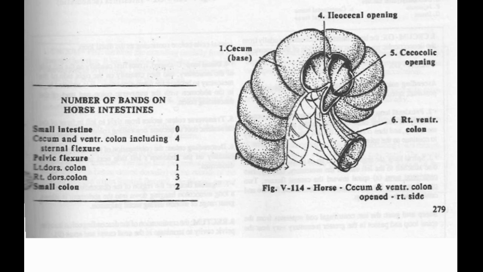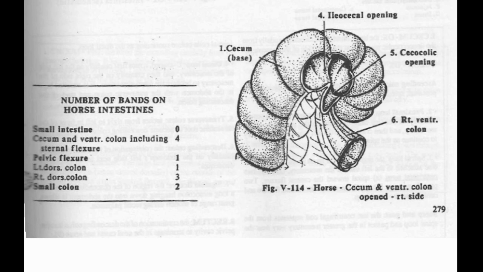In the horse, there is an ileal opening into the base of the cecum, which is called the ileocecal opening. We have discussed that in other domestic species, the ileum opens into the colon, which is the very first part of the large intestine after the ileum. But it is not the case in horses. So in the horse there is an ileocecal opening instead of an ileocolic opening. Similarly, the opening between the cecum and ascending colon is called the cecocolic orifice.